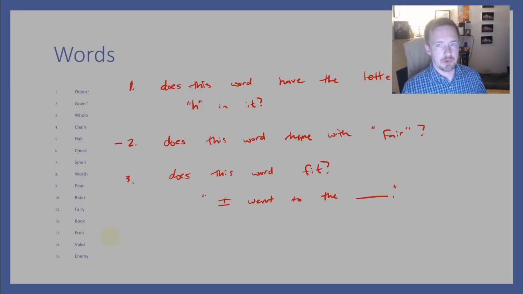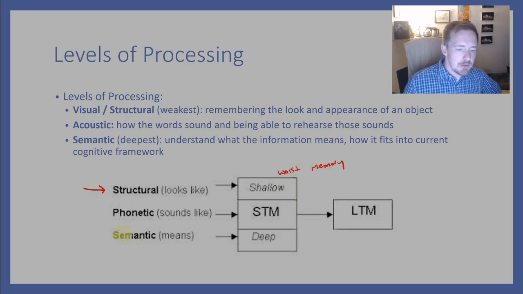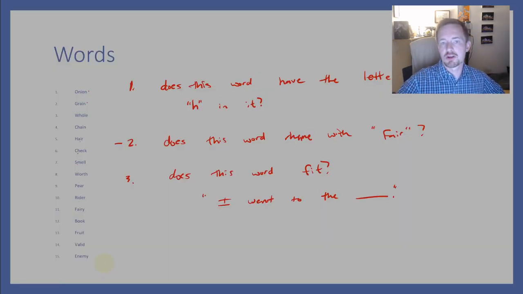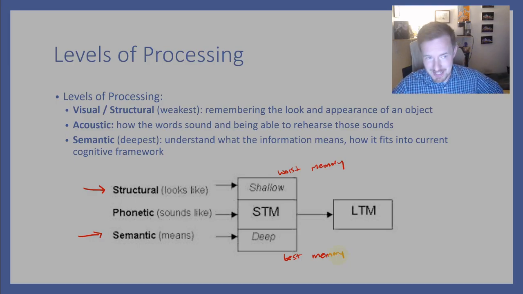And of course, the participants were probably really upset. They were like, wait a second, you didn't tell me this was a pop quiz. That's not fair. But what they found is that out of those three different kinds of prompts, whenever people were asked to comment just on the visual structural component, this was the worst performance, people's memory was the worst. When people were asked about, does the word sound like something, memory was a little bit better. But whenever they were asked about the meaning of a word, like over here, when I ask, does this word fit into the sentence, in that way, people had the best memory for those words, even when they weren't warned that they were going to be tested on these things.